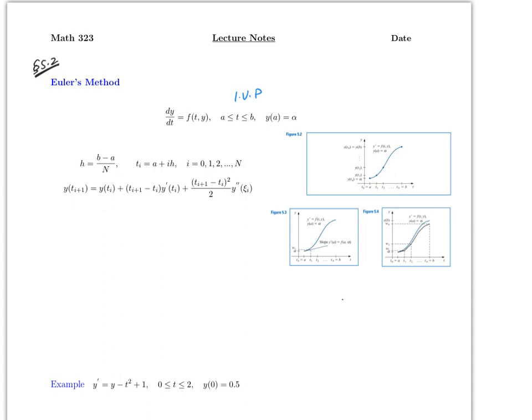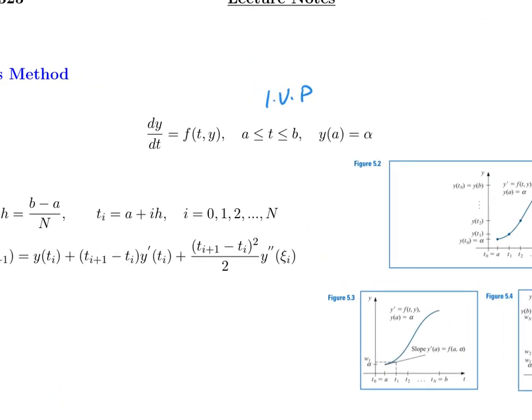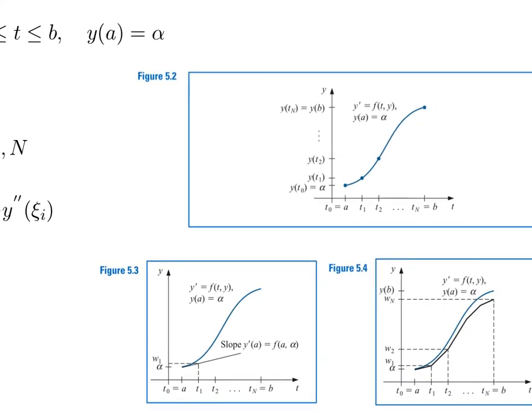So the idea, Euler's method is pretty easy. Remember that we're trying to solve a problem of this type, where dy/dt is nothing more than the slope, okay? And let's say that this is the graph of the differential equation. So the idea is pretty simple.